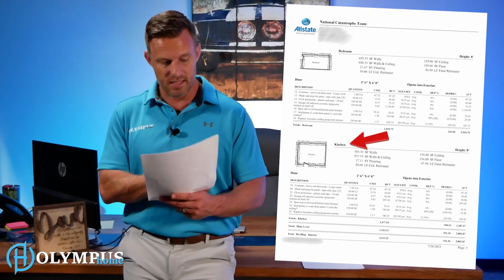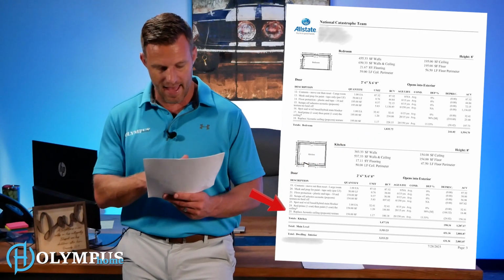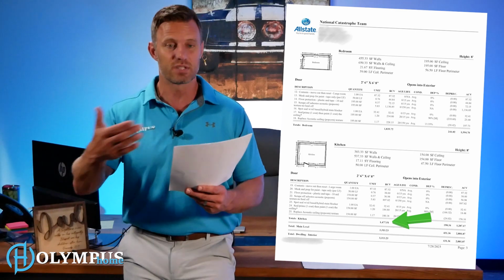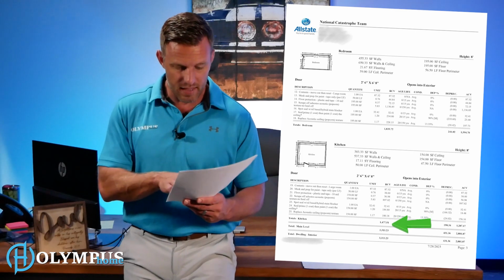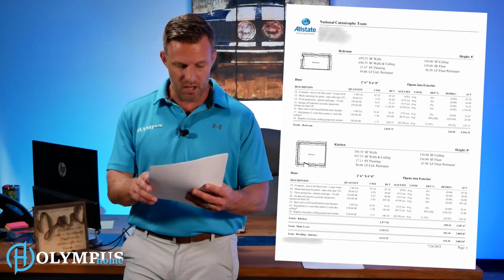As we move down into the kitchen area, you're going to see all the separate line items that are included in that. And then you're going to see the 14.7, which is the kitchen portion. When you total that up to the main level, that's the $3,300. And that is the interior portion of the home, as you can see on the bottom line item where it says dwelling interior.